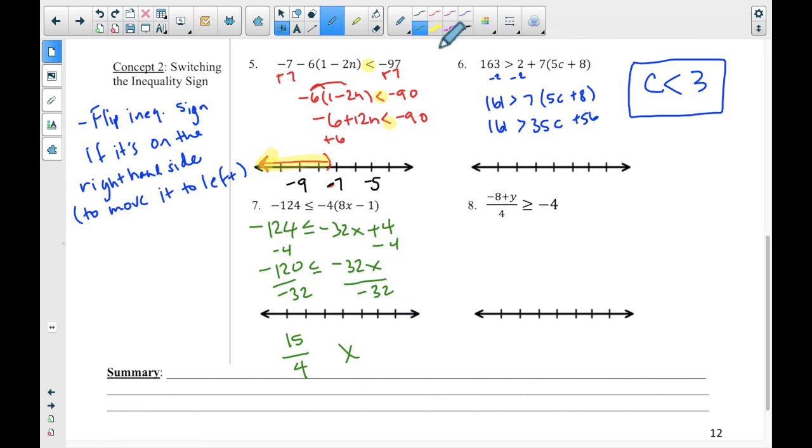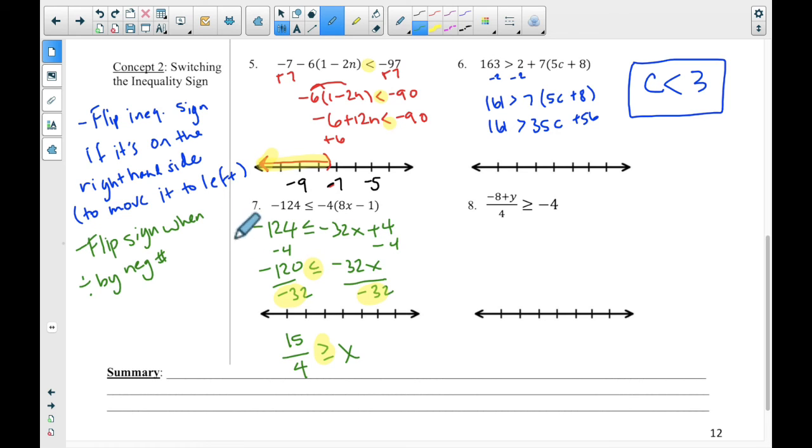Okay, now we just did something that was major, and that is we divided by a negative. When you divide by a negative, you have to flip that sign to make it point the other way. So we need to flip it because we divided by a negative. So there we are flipping it. Let's add that to our list on the side. We flip the sign when we divide by a negative number.